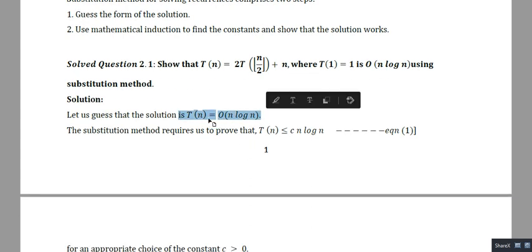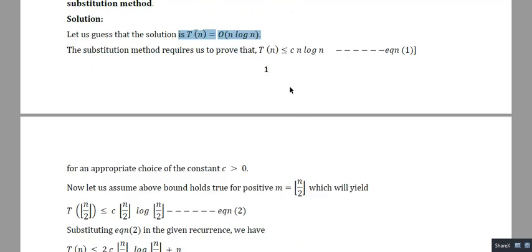Now applying the definition of Big O notation, if f(n) is O(g(n)), then f(n) is always less than or equal to c into g(n). So here also you can write T(n) is less than or equal to c into g(n), meaning n log n. So T(n) is less than or equal to c n log n, for some suitable value of c.